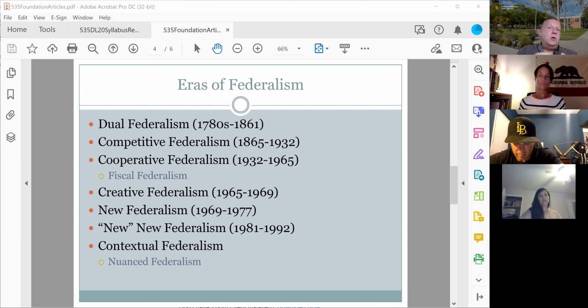So for the most part, when we look at the development of federalism, this is kind of the way in which we look at that development, in that the relationship between federal, state, and local governments, those relationships are certainly not carved in stone.